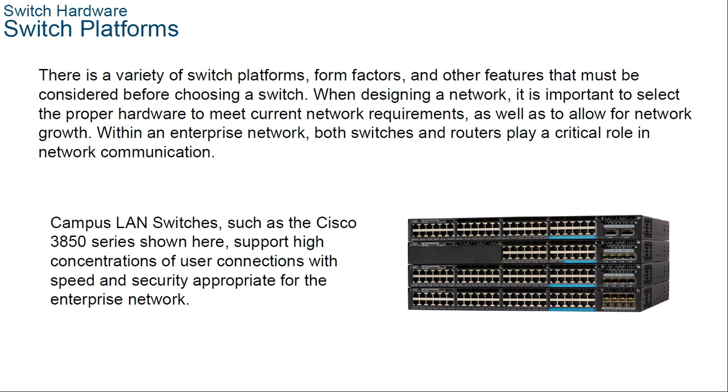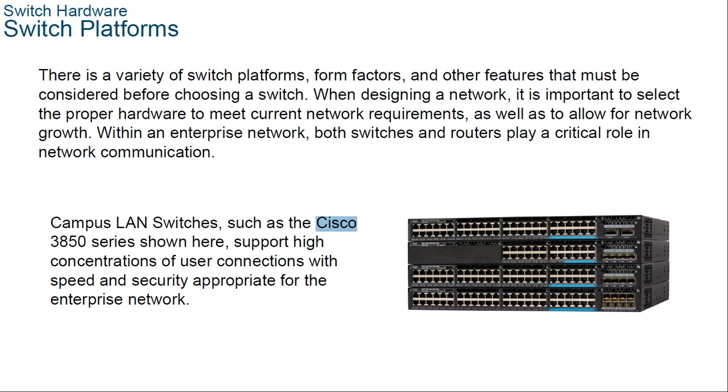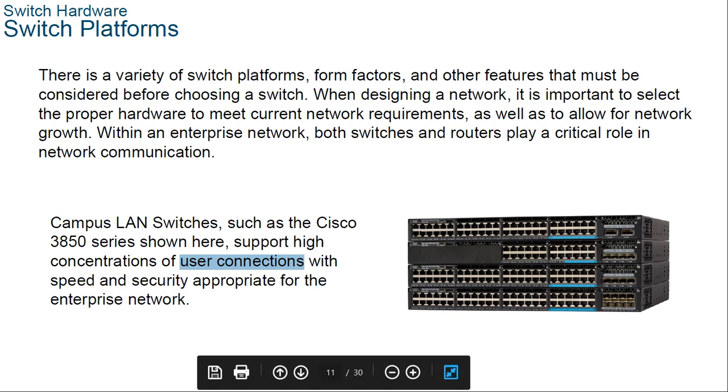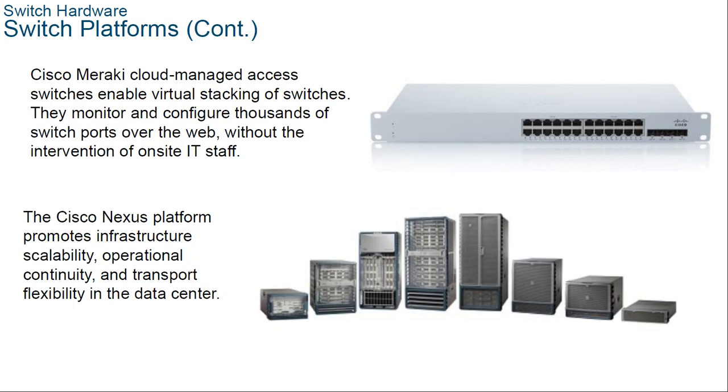For example here, campus LAN switches such as the Cisco 3850 series, as shown here, support high concentration of user connections with speeds and security appropriate for the enterprise network. You see there are many ports, right? High density. I think this one can support more than 100 ports, right? But still depending on your requirement.